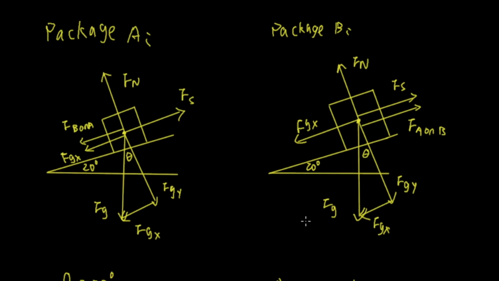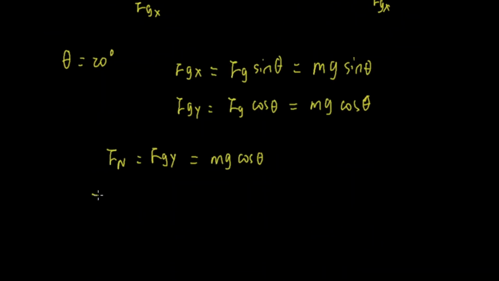What's the equation for force of friction? Now, the friction force is the coefficient of friction times the normal force, right? And that is mu mg cosine theta. And of course, if it's for package A, that will be a subscript A here. If it's for package B, that will be a subscript B here. Okay, so these are all the formulas.